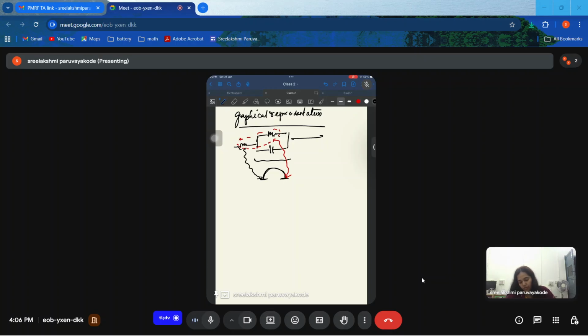Now, for each resistor in parallel to a capacitor, we see one semicircle. So what if I have two semicircles like this? This means we have two RC in series. RC means one resistor, one capacitor. Two RC in series will give me two semicircles. Now, what if I get something of this form?